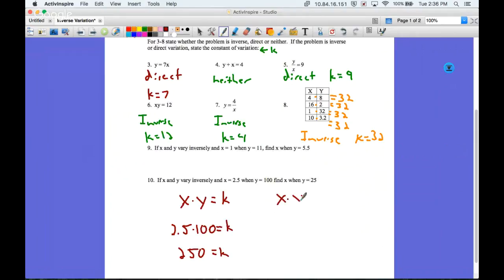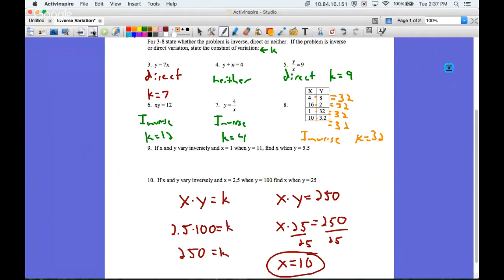So x times y equals 250. Let's plug in 25 for y. X times 25 equals 250. Divide both sides by 25. And we'll get that x equals 10.